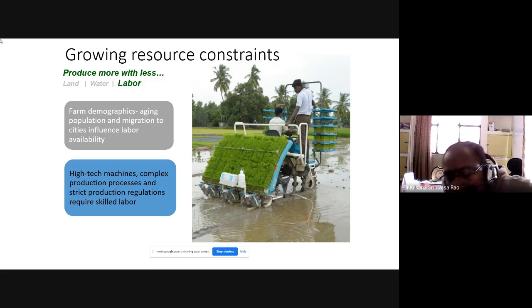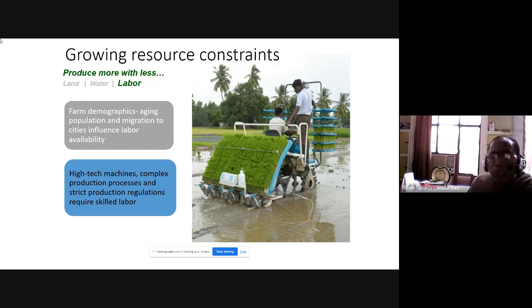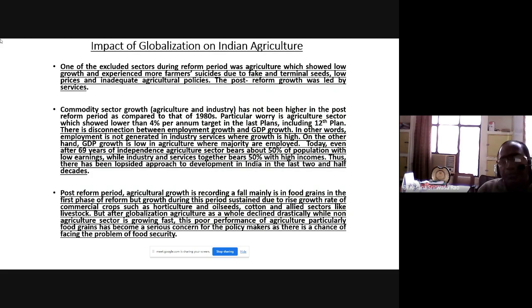Because of that, the farmer is facing a good number of problems, so he wants to avoid such problems. The mechanization process has been implemented, and day by day it is spreading from plantation up to threshing of the agriculture crops. So these are the major constraints which we can see.